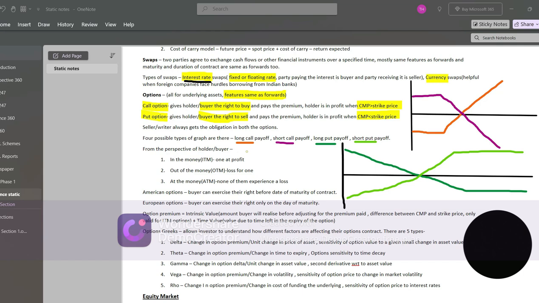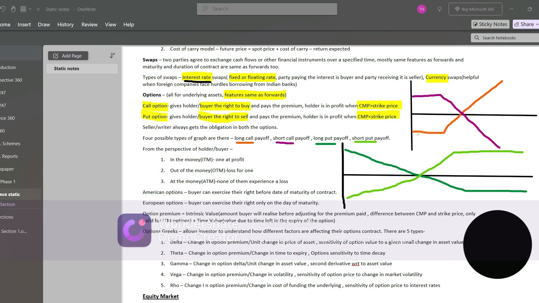Now consider this is the long call payoff. Long call payoff basically means the call option buyer is in profit. In a call option, the buyer will buy the stuff. So for the buyer to be in profit, the current market price of the thing should be higher than the price at which he is buying it. So the current market price is going upwards.